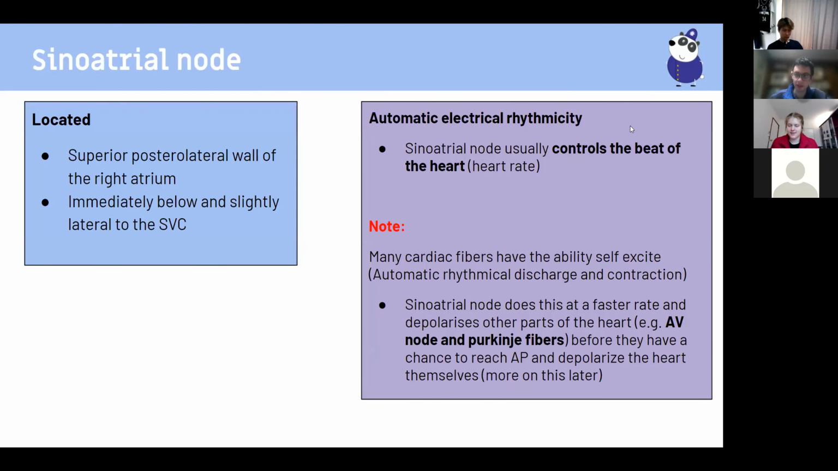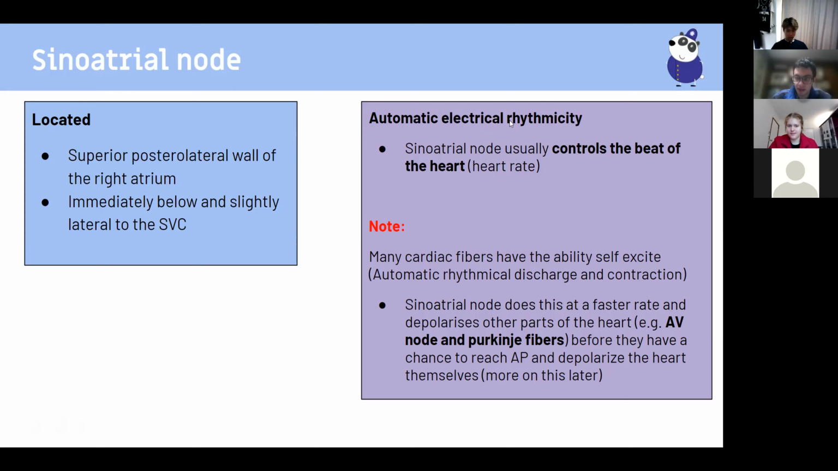So it's the sinoatrial node. It's located in the right atrium, really important. It's immediately below and slightly lateral to the superior vena cava, which drains into the right atrium. The superior vena cava is a vein that brings the systemic circulation into the heart. It's taking deoxygenated blood into the right atrium, where it's going to go into the right ventricle and be pumped into the pulmonary capillaries to be reoxygenated.